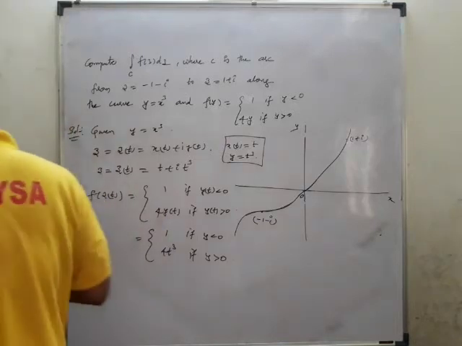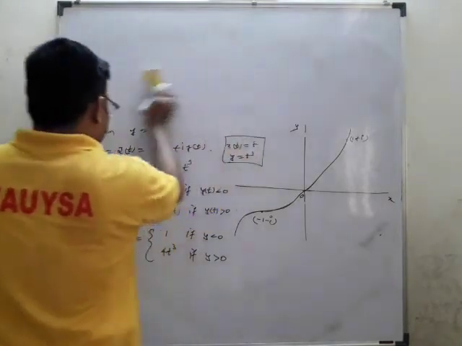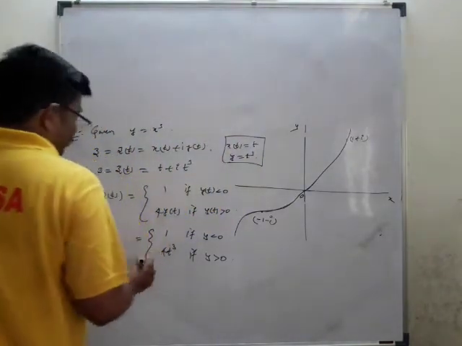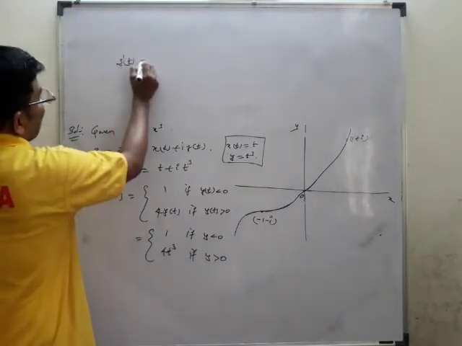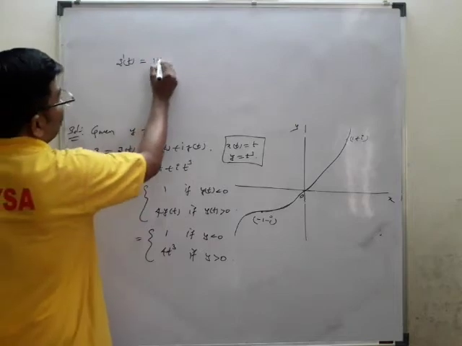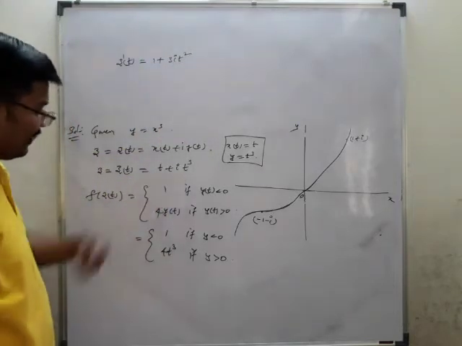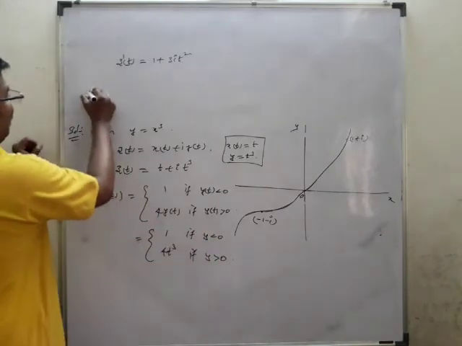Now let us solve this one, and for that we need to find z dash of t. Z dash of t you will get from here, so first I will write z dash of t. Z dash of t you will be getting as 1 plus 3i t squared. Now I have to go for the total integral.